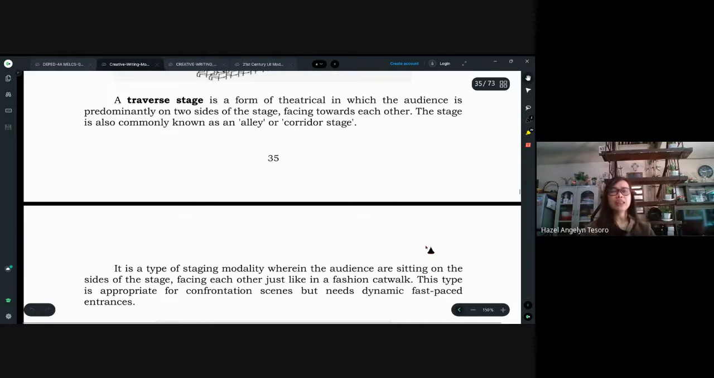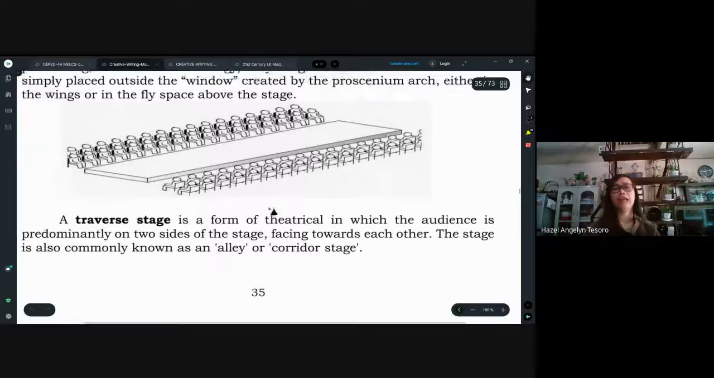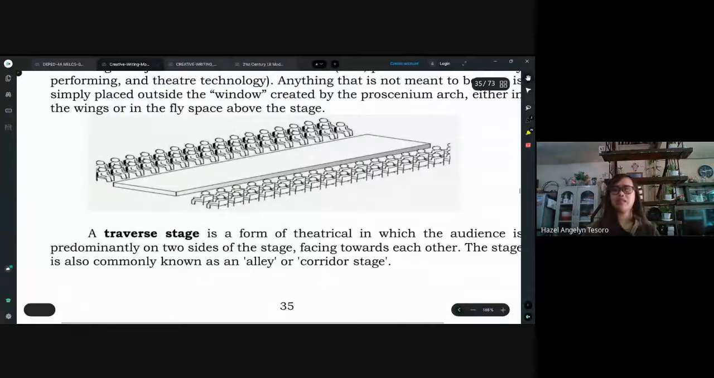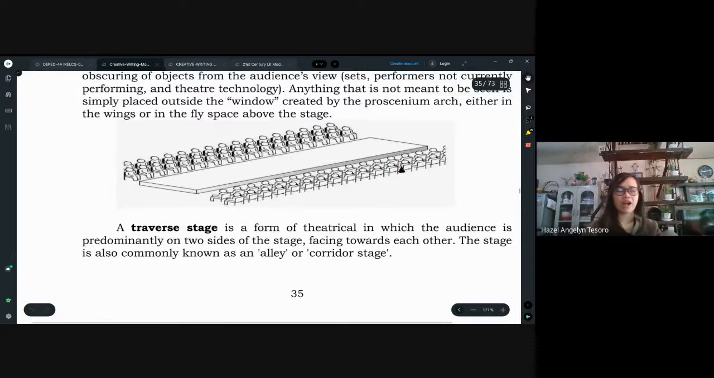So, hindi rin siya pwede na yung buong play ay dito mo i-run because not all scenes in a play are confrontational. Ano? So it really depends on the script. So you have to plan ahead which type of stage are you going to use talaga. And that would call for, syempre, finishing the draft and finishing the entire play before you plan out which stage are you going to use. Okay? If you have questions, you may just address them in the chat box.